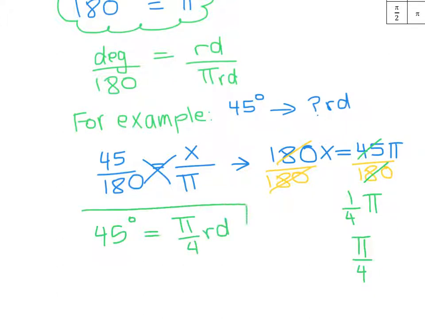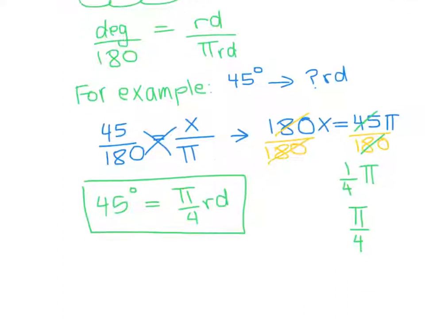Now this is how you can change from degrees to radian using the proportion. But some of you like to write equations. So what would be a good equation for me to change from degrees to radians and radians to degrees?